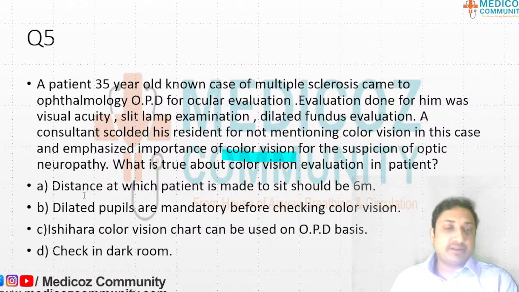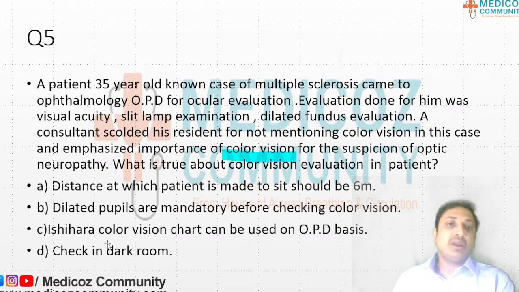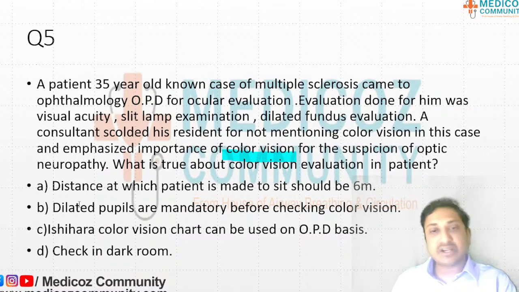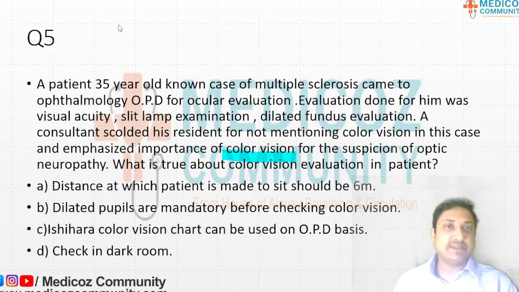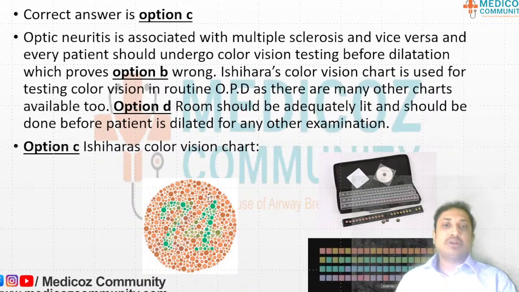While taking color vision, the patient should sit at 6 meters. This is wrong, because that is usually done when we are taking visual acuity. Dilated pupils are mandatory before checking color vision? No, because we check color vision in undilated pupils only. Ishihara color vision chart can be used on OPD basis. Yes, this is the right answer. And color vision should be checked in a dark room is the wrong answer. Color vision should always be checked in a well lit room.